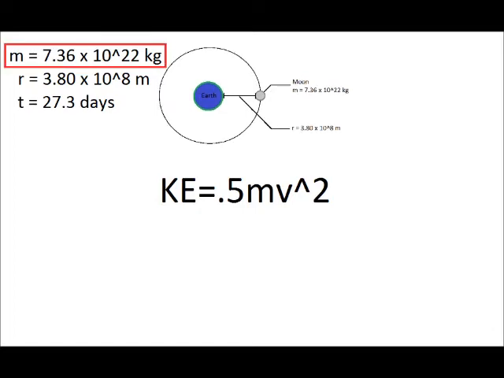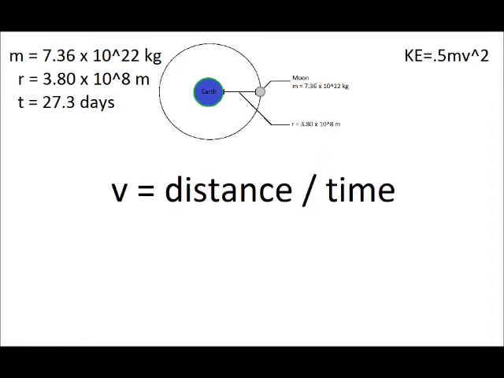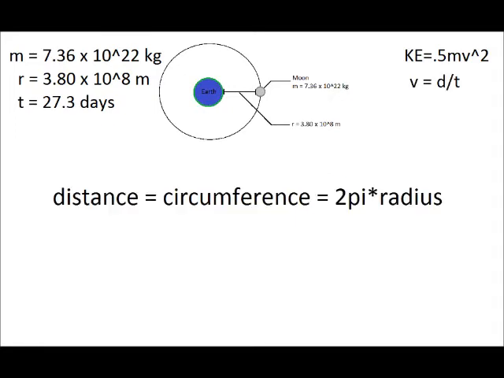We already know mass, that's given. What we need to know is velocity, and if you break down velocity, you get distance over time. And finding distance is a little tricky, requires some trigonometry. From what we know of its orbit, it's circular, so we just need to find the circumference of that, and circumference equals 2 pi radius.